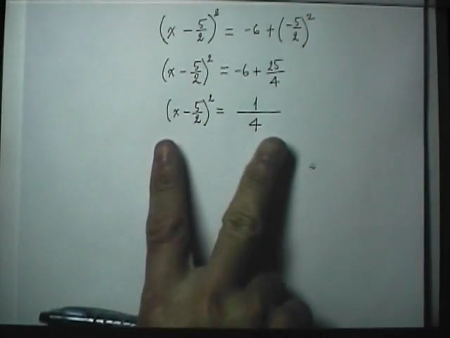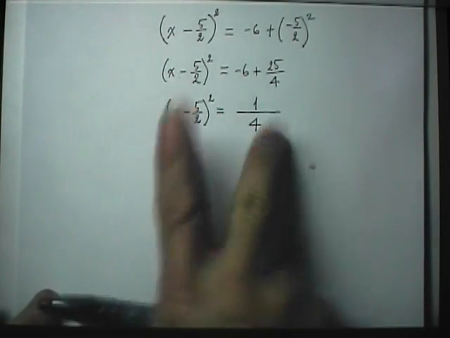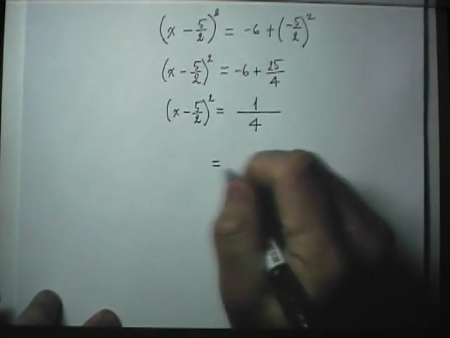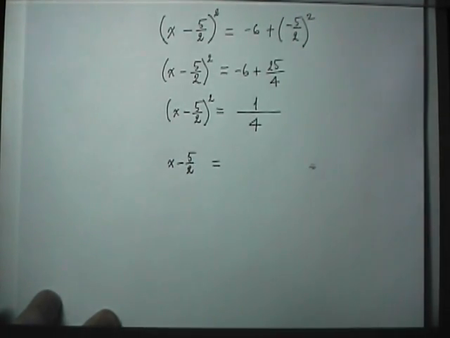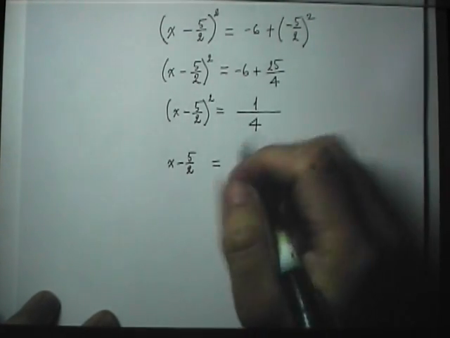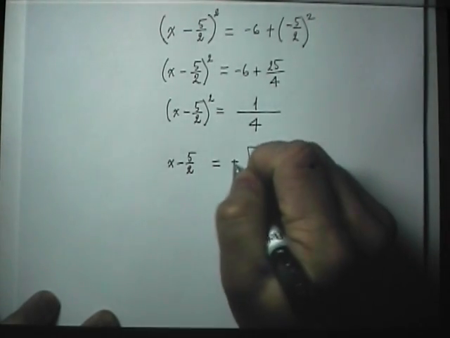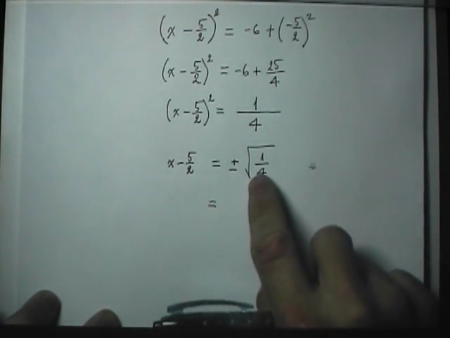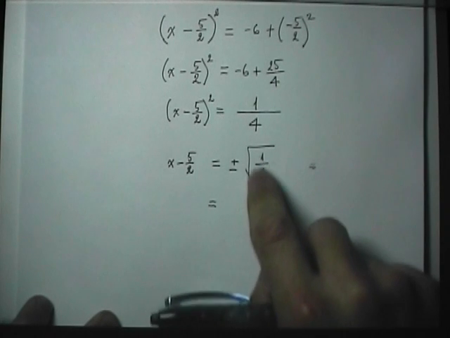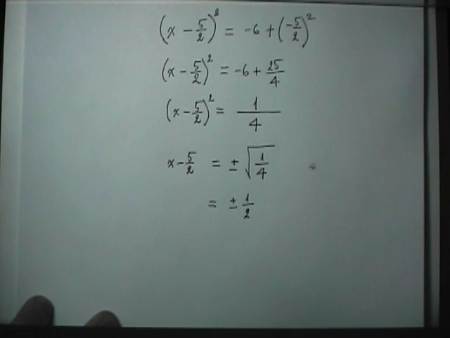Now, with this final equation, I am ready to use the square root property to solve. The square root property says I can copy down the expression on the left hand side without the square, which is x minus 5 over 2, and set it equal to plus and minus the square root of 1 over 4. If you're not sure how to find the square root of 1 over 4, make sure you review your square root skills, but the square root of 1/4 is 1/2. So the right hand side is plus and minus 1/2.